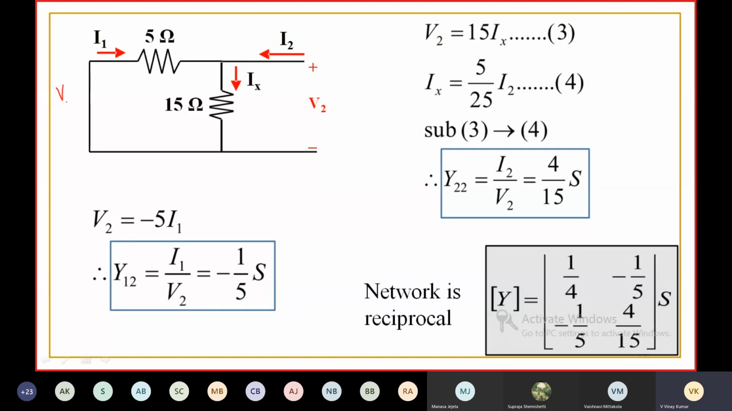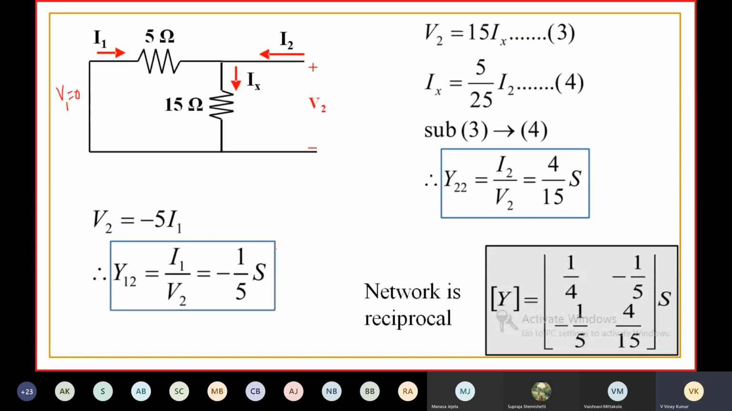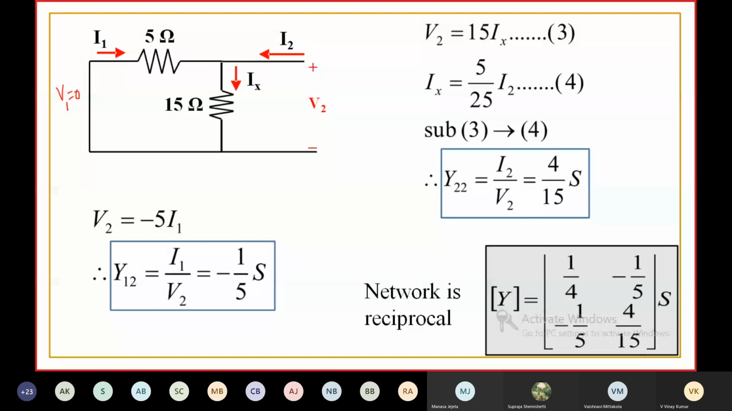Now you short circuit port 1, so V1 is equal to 0. If you short circuit this port 1, then no current will be flowing through this. Then you are going to have a circuit like this. V1 is 0, right? Here, let Ix be the current flowing through this.